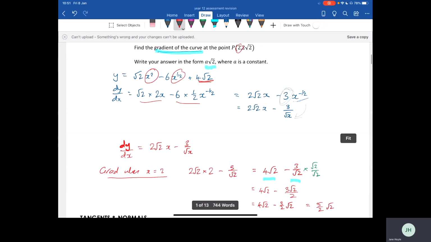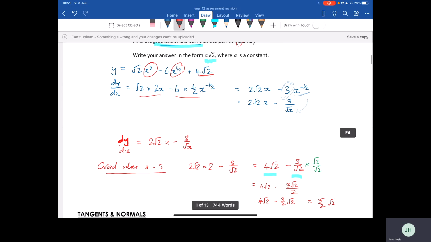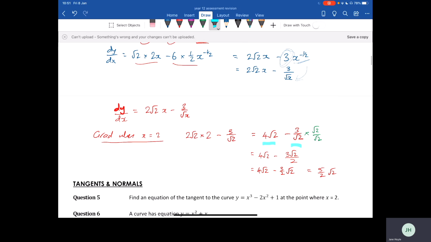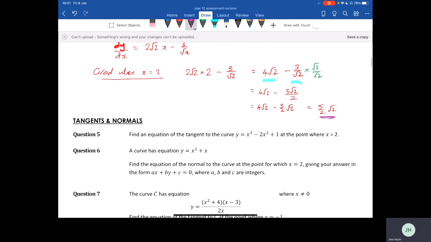Just check again how it wanted me to write the answer. Yeah, write your answer in the form a root 2, where a is a constant. Yeah, so a would be 5 over 2. So there's my answer. Okay, so that's your basic differentiation.